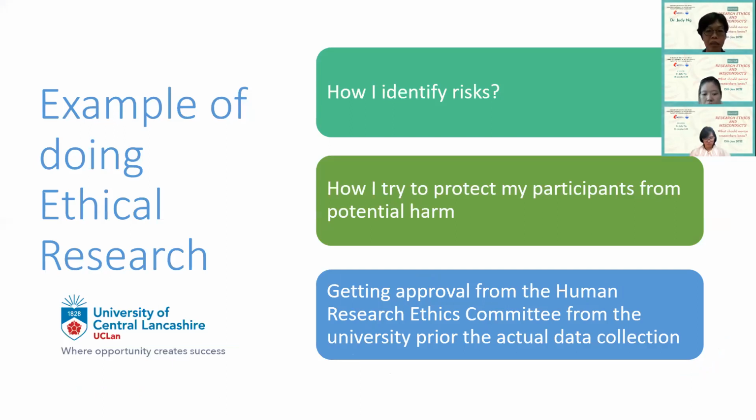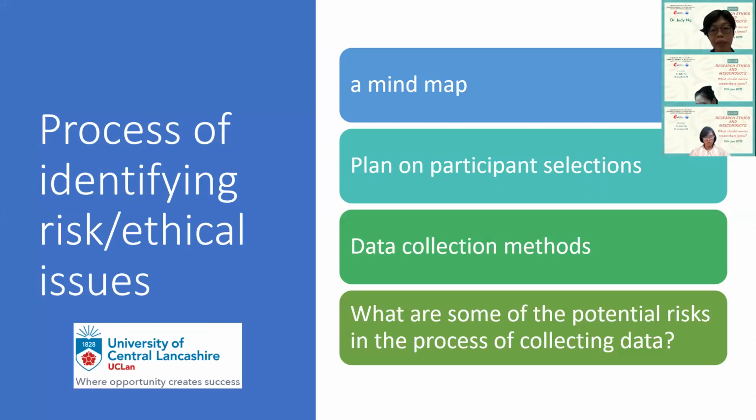My approach here is to tell you how I identified the risks and how I protected my participants from potential harm. And of course, I needed to get approval from the Human Research Ethics Committee before I actually collected the data. So I did a mind map and planned the participant selection, how I would collect my data, my data collection methods, and what the potential risks were when collecting the data.